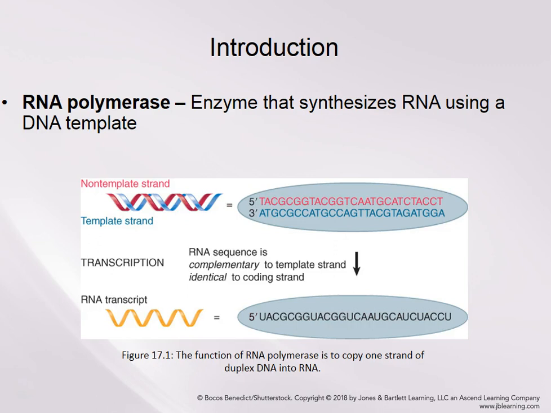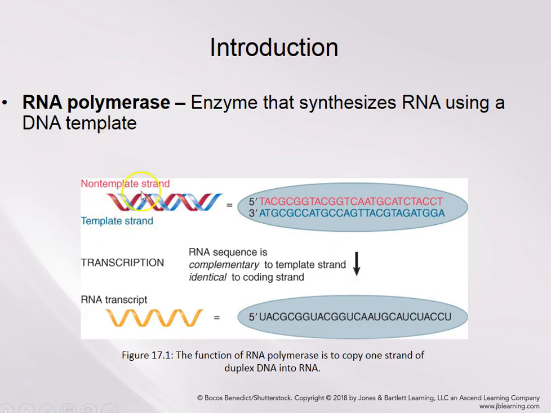So the enzyme that's going to make all of this happen is called RNA polymerase. Polymer is a strand or like a chain. So RNA polymerase should tell you that we're making RNA. The enzyme is going to synthesize this RNA using a DNA template.